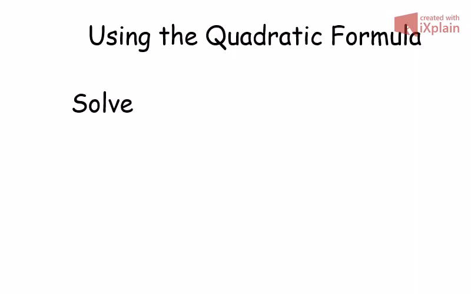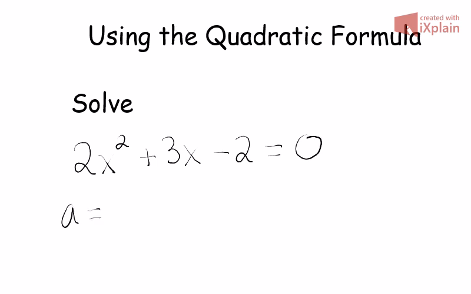Cool. We're going to start with an example of using the quadratic formula. The first equation we want to solve is 2x squared plus 3x minus 2 is equal to 0. So we have to identify the a, b, and c first. The number for a is 2, for b is 3, and for c is negative 2. Just the numbers in front of the x squared, in front of the x, and then the constant out by itself. So we're going to use these three values for a, b, and c in our quadratic formula.